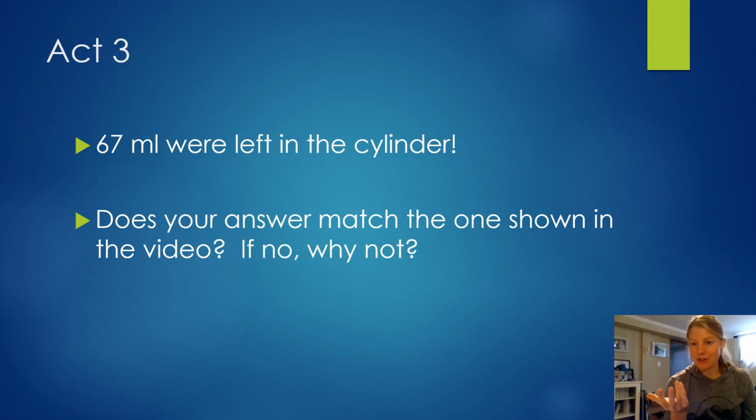So if we have 567 to start and we pour out 500, well, we're going to be left with 67 milliliters. Does your answer match with that one shown in the video? If it does, awesome. Celebrate. And if it doesn't, take a moment and go back and think to yourself, okay, well, where did I get off track? Where did I miss something? And see if you can go back and fix your mistakes.